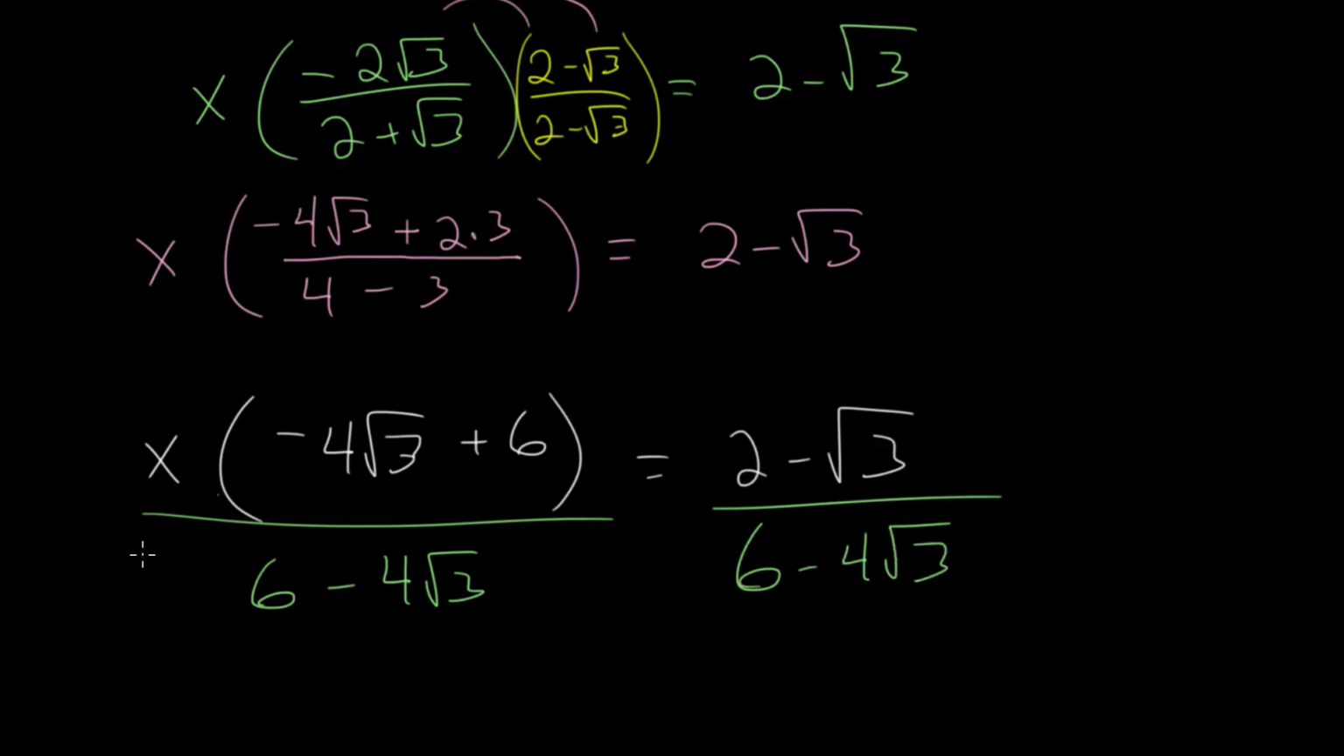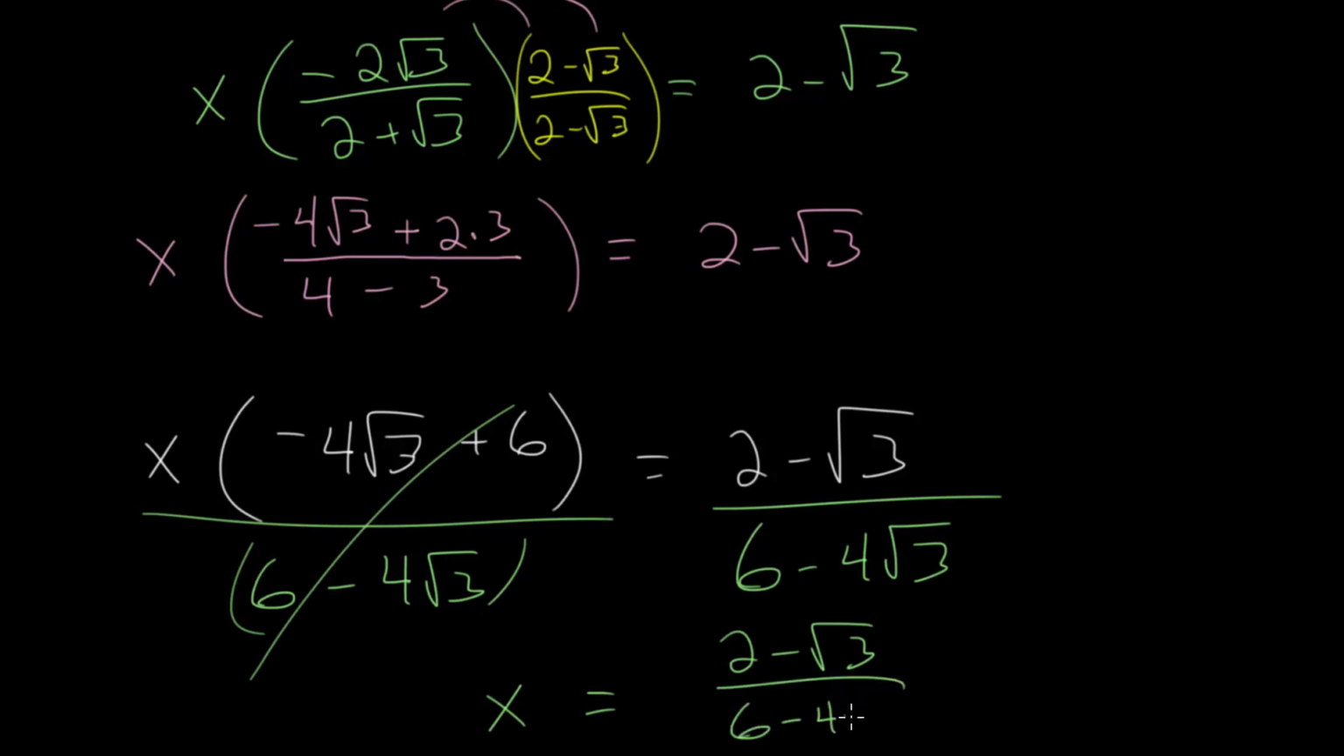And on the left-hand side, these will cancel each other out. So that x is just 2 minus root 3 over 6 minus 4 root 3. And we could stop here. You can plug all of this into a calculator and get some decimal answer, but if we want to find an exact answer and simplify everything, we need to simplify this expression. We can multiply top and bottom by the conjugate again.